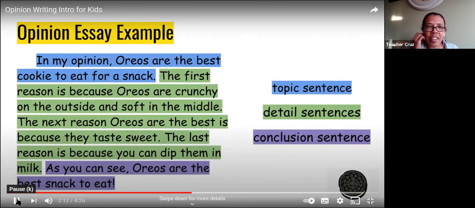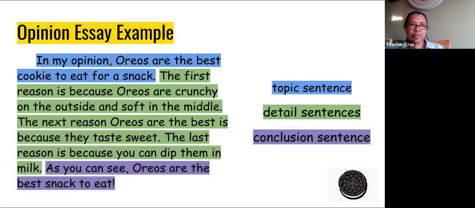Opinion essay example. Okay. Here's an example of an opinion paragraph. I have used blue to highlight the topic sentence, green to highlight the detail sentences, and purple to highlight the conclusion sentence. Here's the paragraph. In my opinion, Oreos are the best cookie to eat for a snack. The first reason is because Oreos are crunchy on the outside and soft in the middle. The next reason Oreos are the best is because they taste sweet. The last reason is because you can dip them in milk. As you can see, Oreos are the best snack to eat.